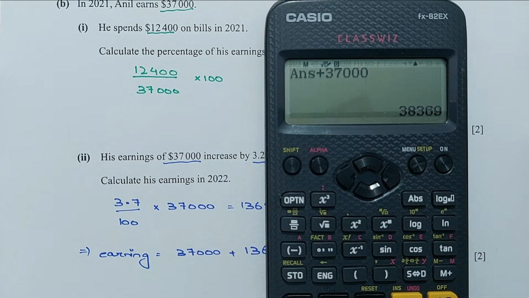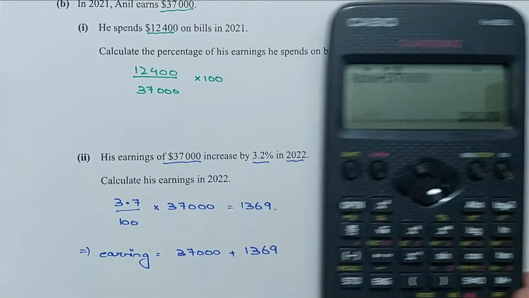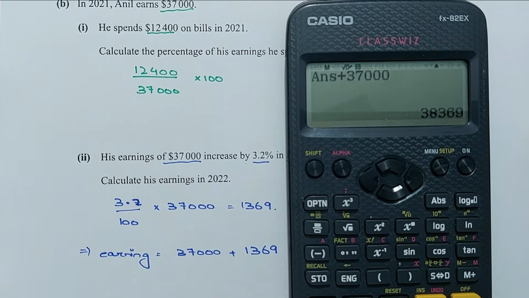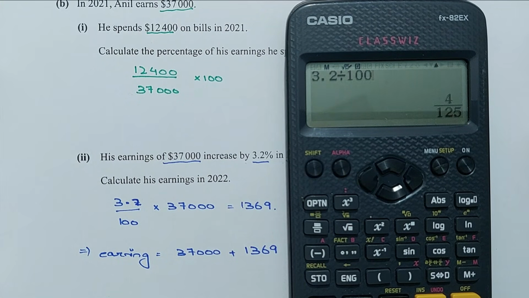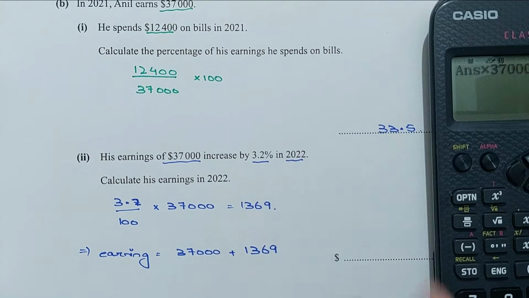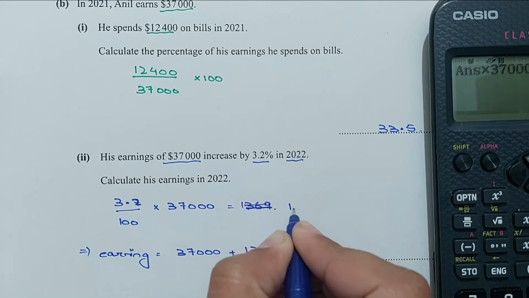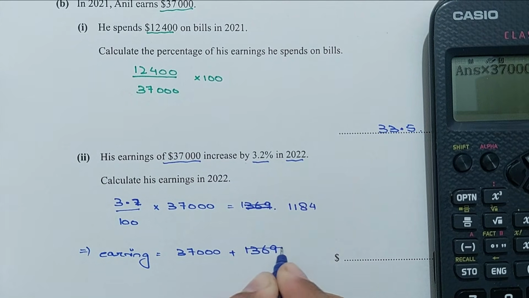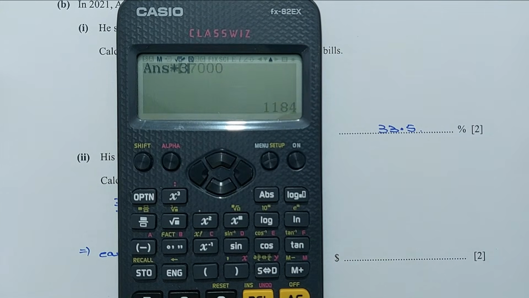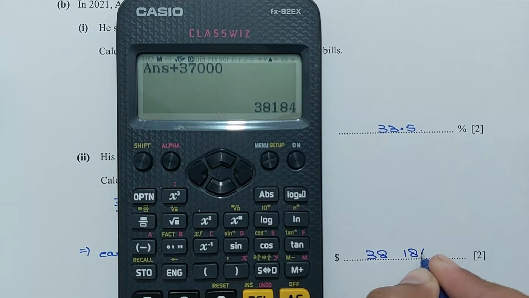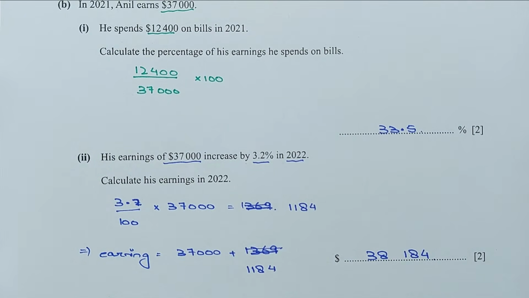38,300. Wait, I messed up over here. It's 3.2%, not 3.7%. 3.2 over 100 times 37,000 is 1184. Add 1184 to 37,000. This is 38,184. This much is his earning in 2022.